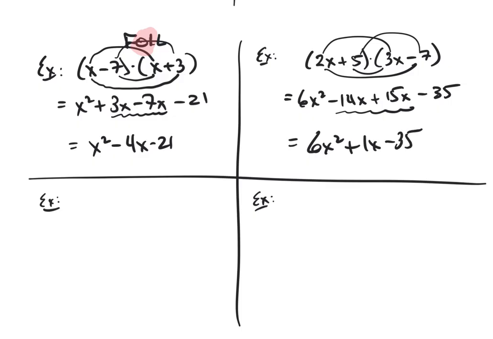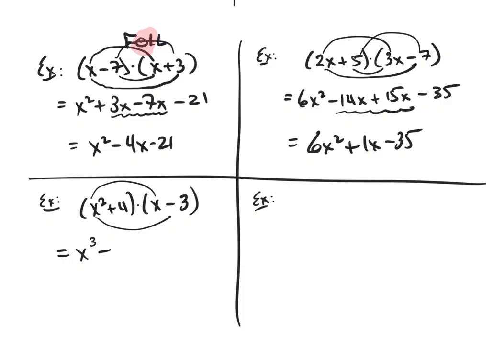All right. Again, another example. Here's finally one where the O and the I will not combine. So x squared plus 4 times x minus 3. Again, FOIL, because we have two things times two things. So again, firsts, x squared times x, 2 and 1 is 3. Outsides, x squared times negative 3.